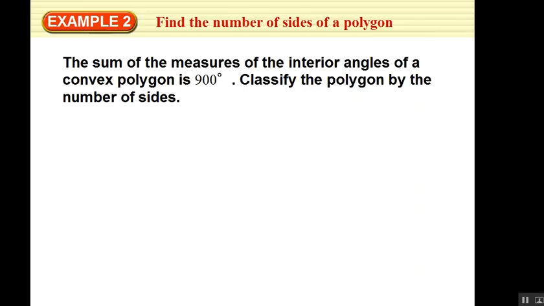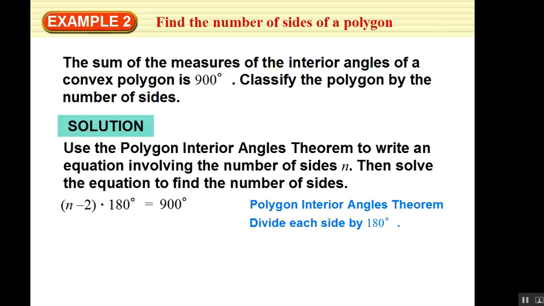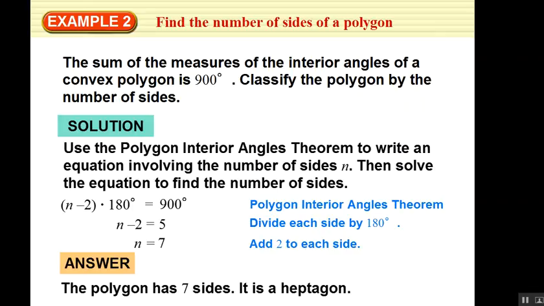This formula comes up really handy because in this case we're trying to find the number of sides, which is n. So we're solving for n. So we're going to set up our equation. (n minus 2) times 180 is 900. Remember that n is the number of sides, and that's what we're solving for. So we have to divide 900 by 180, then solve for n by adding 2 on both sides. This is a heptagon because it has 7 sides.